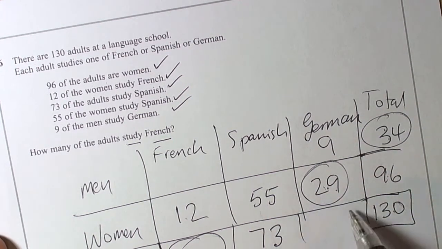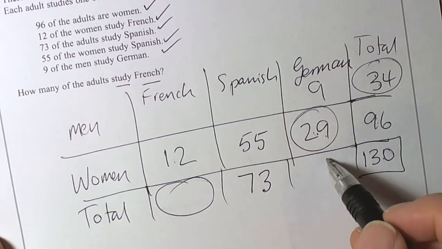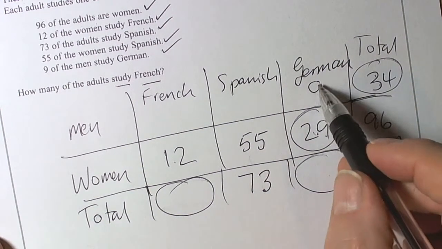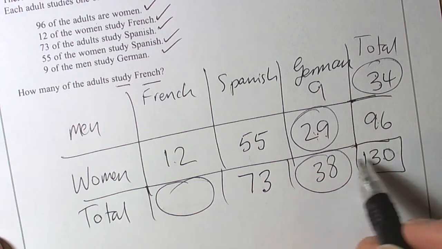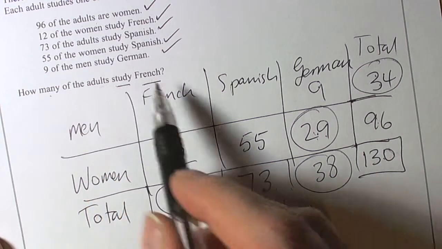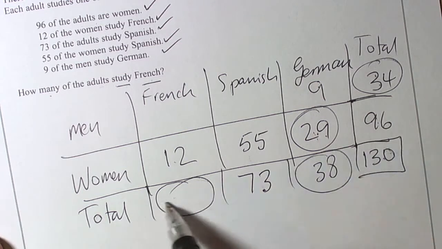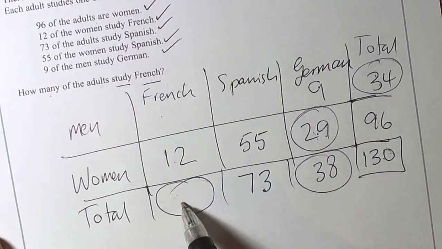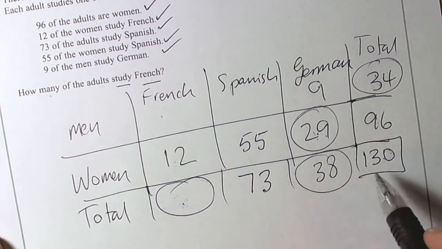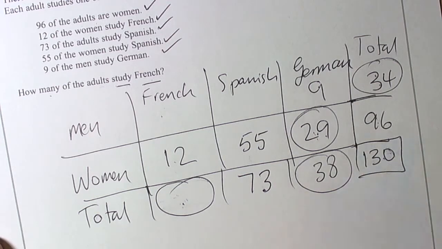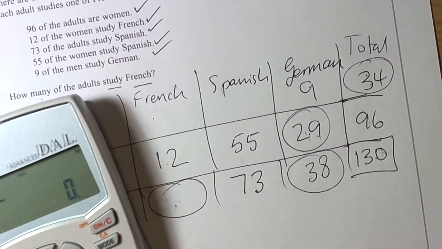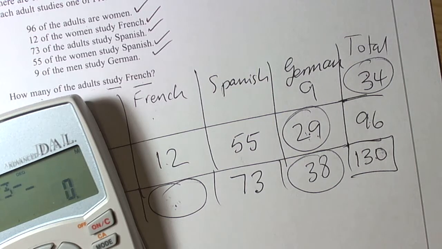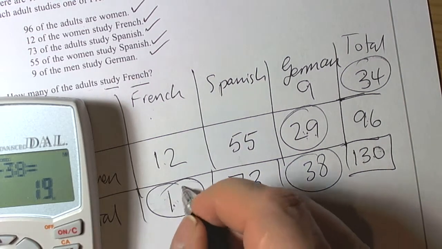So we're filling in all the missing bits as we go through the question. Here we can see that we've got another missing bit here. So 9 and 29 makes 38 for the total of all the people who study German. And because the question wanted how many adults study French, then we can go straight down here, and that will allow us to work out how many adults study French. Then we don't need to know how many men, because this number here will include the total of those. So let's have a look then. So we've got 130, subtract 73, subtract 38 equals, so this answer here is 19.